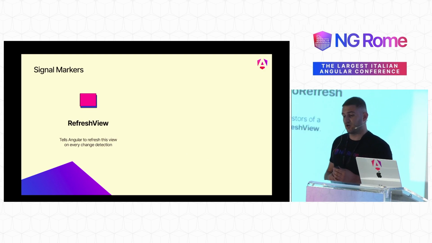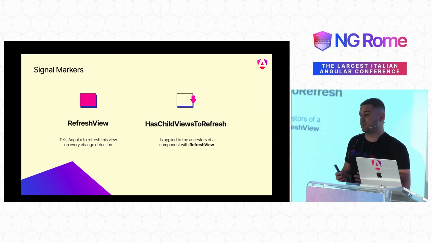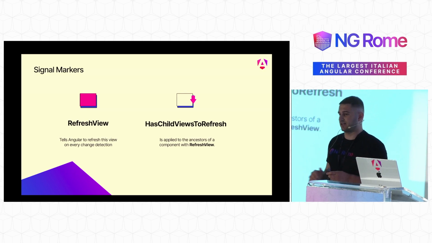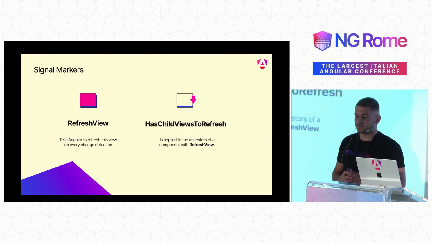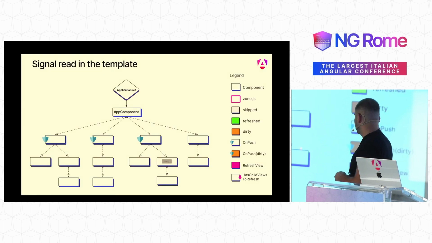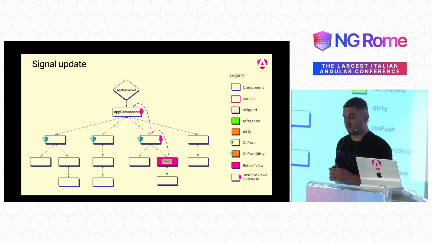One other state, or marker, is has child view to refresh. And this is applied to the ancestors of a component with refresh view. It just sets a flag, nothing else. Let's say now we have a signal read in the template here, a to-do. The moment that it changes, it will, of course, mark the ancestors as has child view to refresh.